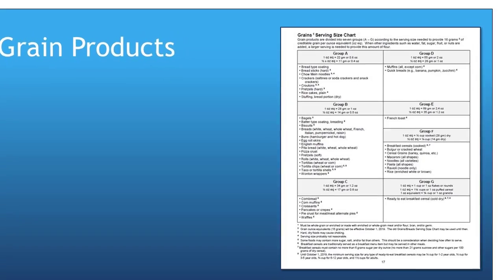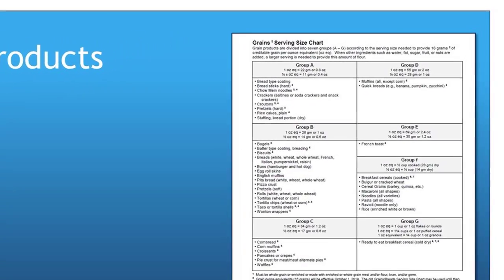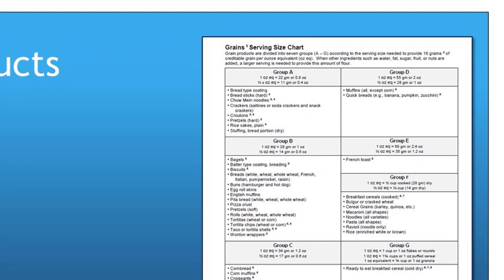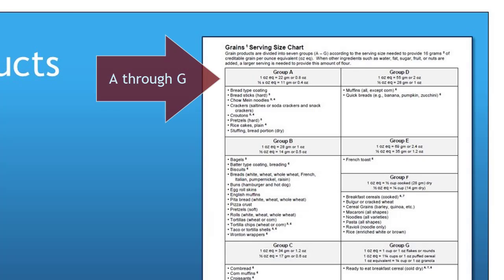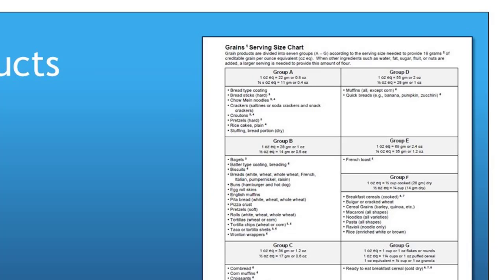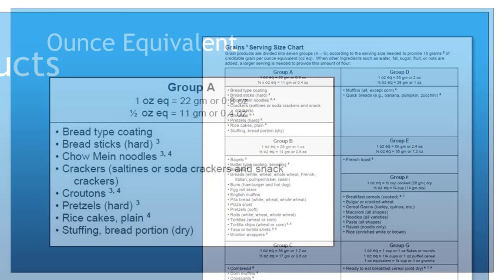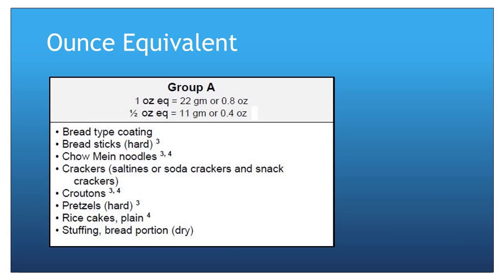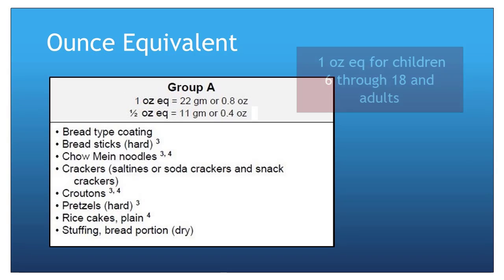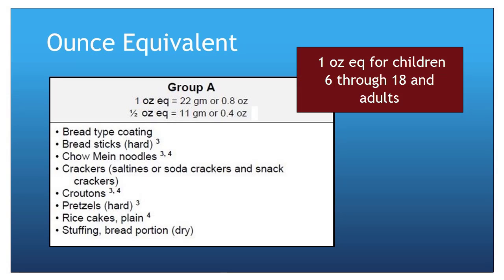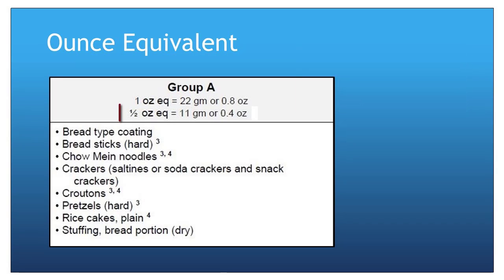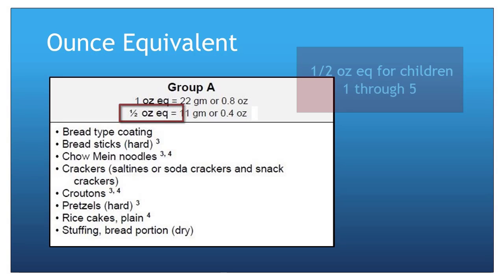The grains serving size chart lists common foods that fall into the 7 groups. The groups are labeled with letters A through G. The serving size for each food item within a group is the same. Each group lists the serving size needed to provide a 1 ounce equivalent of grain for children ages 6 through 18 and adults, and ½ ounce equivalent for children ages 1 through 5.